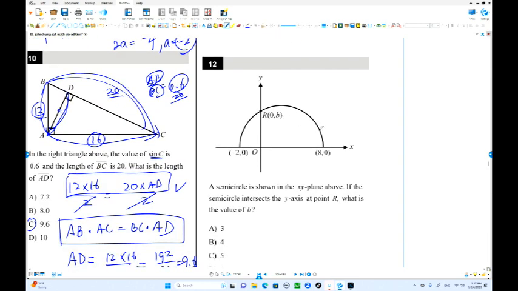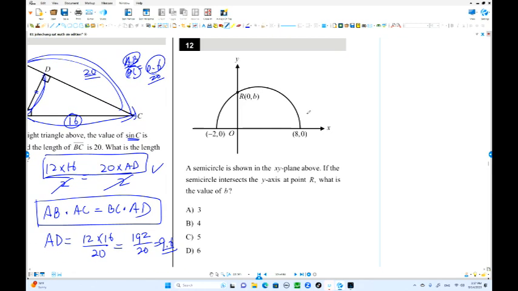All right, number 12. We have a semicircle in the xy plane. We have a y-intercept at (0, b). What is the value of b? We're going to find the y-intercept over here. Where is the center? In the middle, right? The midpoint is (8 plus negative 2) divided by 2. That is 3, isn't it? The midpoint is (3, 0).